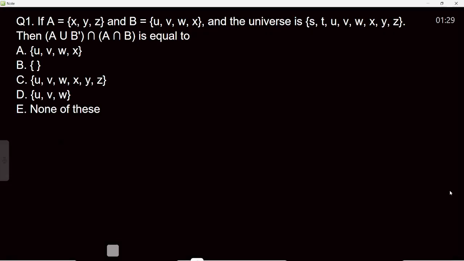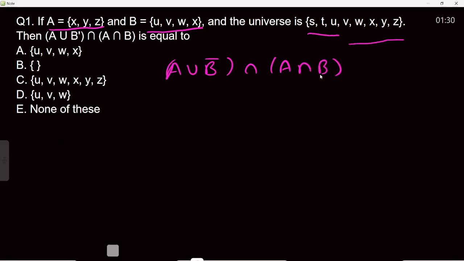Here we are given A, a set with the elements x, y, z. Then one more set is given, that is B, in which we are given u, v, w, x, and one universal set is given in which the elements are s, t, u, v, w, x, y, z. Okay. Now what we have to find is A union B bar intersection with A intersection with B. First we will be solving this.